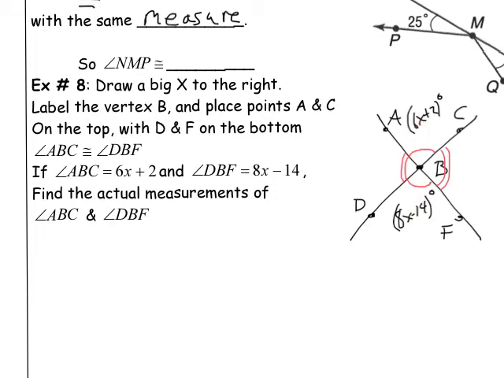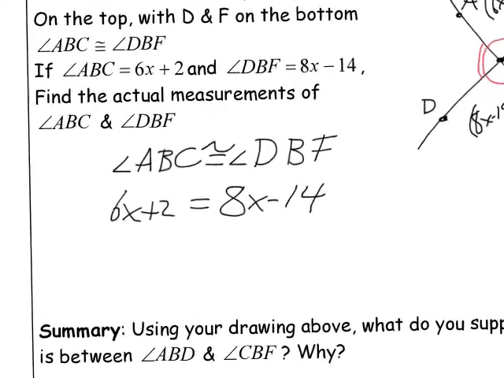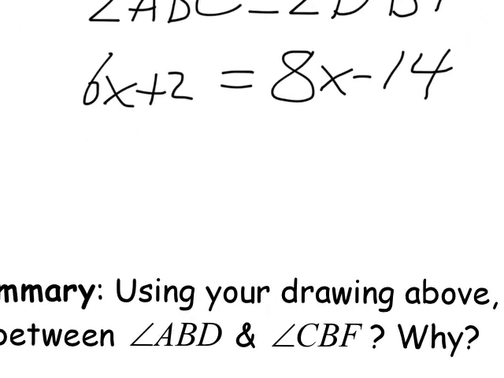You would say, hey, I know that angle ABC is congruent to angle DBF. And so that means that their measures are the same. So we could go ahead and just plug in their measures. So this one is 6x plus 2, and DBF is 8x minus 14. And so we know they're congruent, therefore these things are equal. And now all we have to do is just do some algebra and solve. So let's just do this real quick.